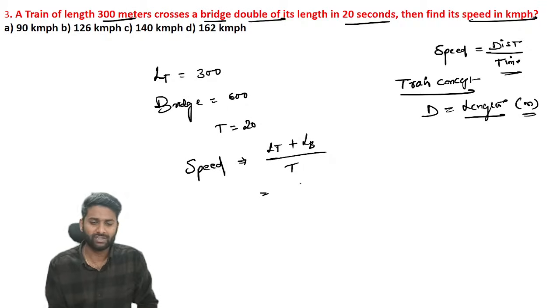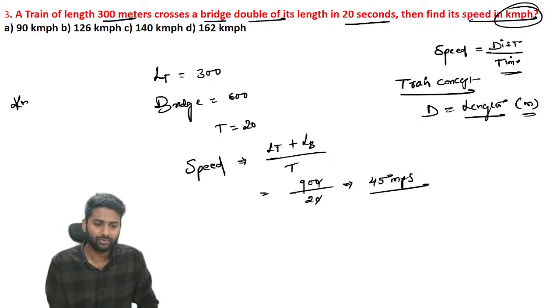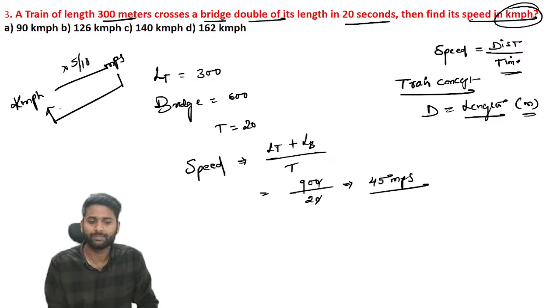Now the total length of the train and bridge is 900, divided by 20 seconds. Now here it is 45 meters per second. But you have to convert that information into kilometers per hour. As you know, to convert kilometer per hour to meter per second, the number is multiplied by 5 by 18. In the same way, if you are converting from meter per second to kilometer per hour, it is multiplied by 18 by 5.